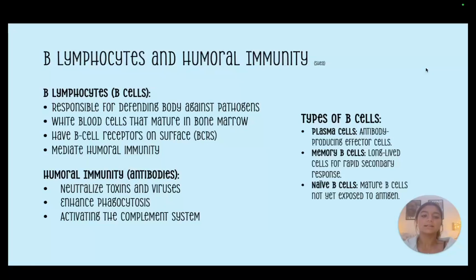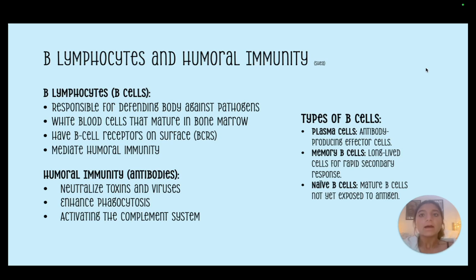B lymphocytes, and humoral immunity. B cells are responsible for defending the body against extracellular pathogens by producing antibodies for humoral immunity. They recognize antigens using B cell receptors, also known as BCRs. They differentiate into plasma cells and secrete specific antibodies and form memory B cells for long-term immunity.